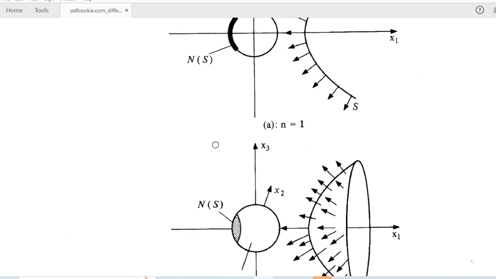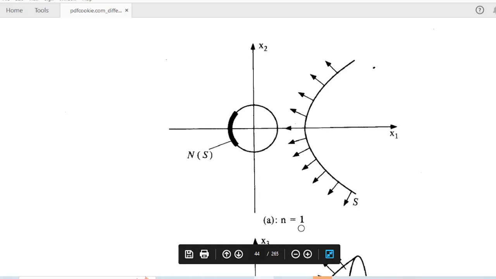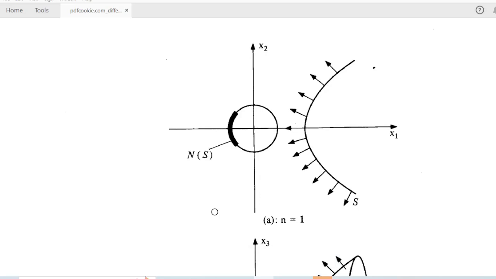For example, if you are considering n equal to 1, our Gauss map is a map from S to S raised to 1. That is, from a one surface to a one sphere. One sphere is a circle. So here n is a map from a one surface. Suppose this is a one surface and this is a one sphere. Then n is a map from S to S raised to n.